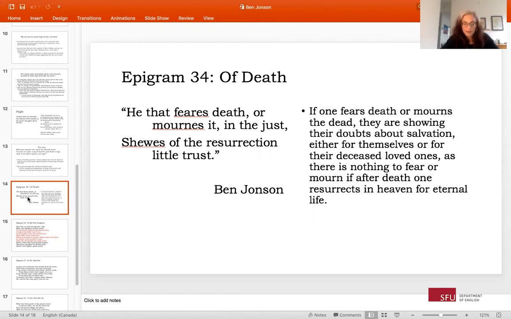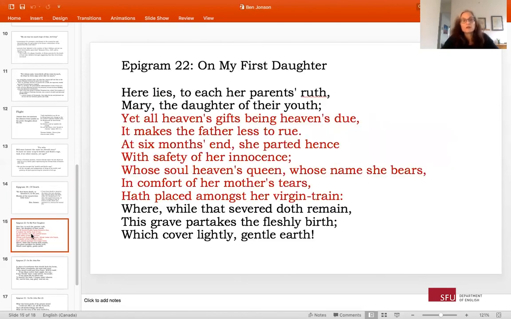On the other hand, we can look at his poem about his daughter, Mary, and the consolation is much more apparent, and it offers us a real contrast here. So in On My First Daughter, there are roughly 7 of the 12 lines that express the consolation offered by the idea that his daughter is in heaven. And I'm going to read the poem here.